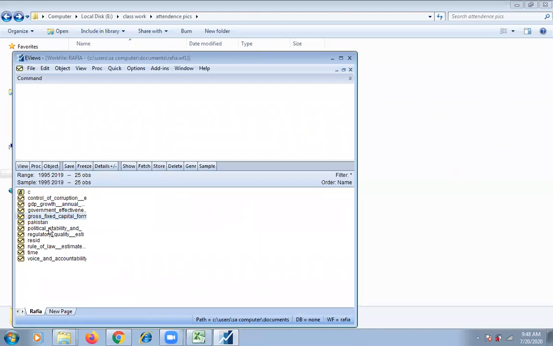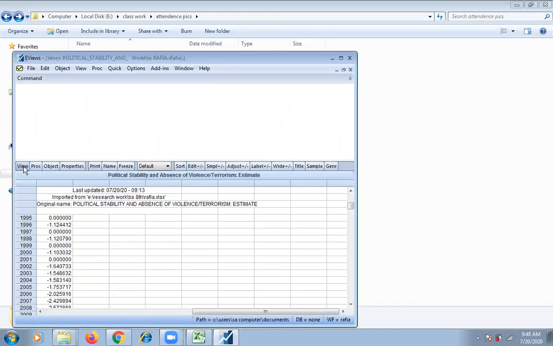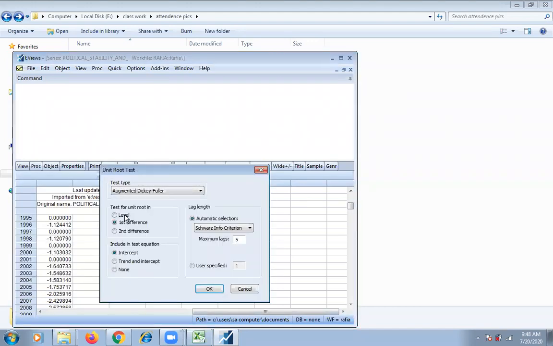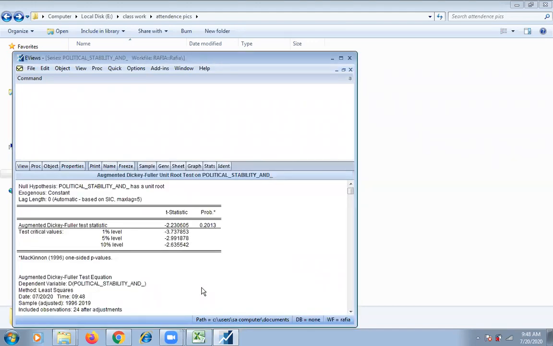Now the next, political stability. View unit root test level. Okay. This variable is also non-stationary at level because the t statistic of the augmented Dickey-Fuller test is less than the tabulated value at all levels of significance.